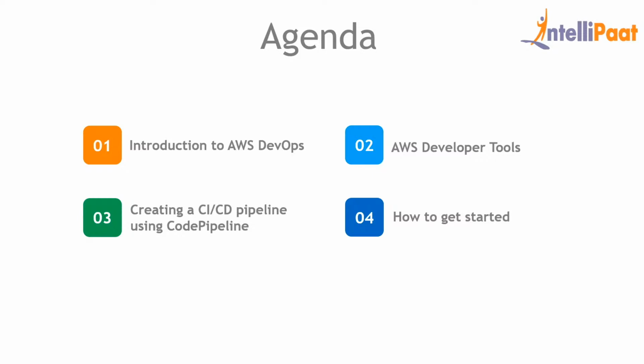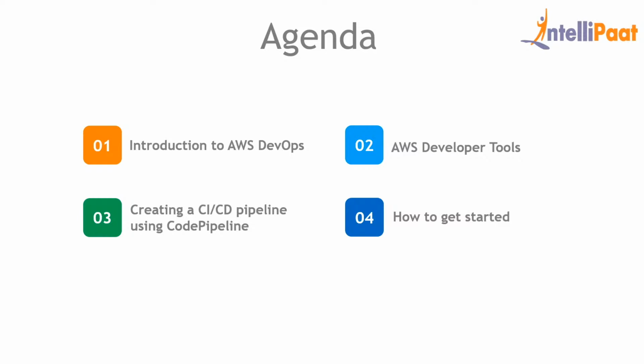We'll be using CodePipeline and integrating two other services: one would be GitHub and one would be Elastic Beanstalk. Using those services, we'll create a simple CI/CD pipeline where, whenever there is a code change in the GitHub repository, CodePipeline will automatically detect it and make the change in Elastic Beanstalk also. Finally, we'll summarize it, and I'll also show you how to get started if you want to learn AWS DevOps or any other technology.